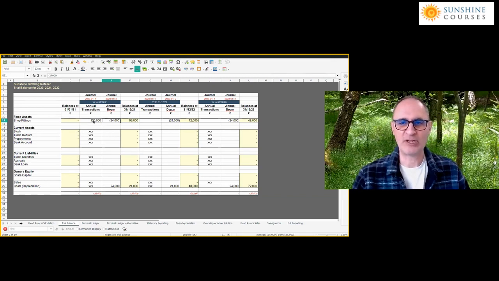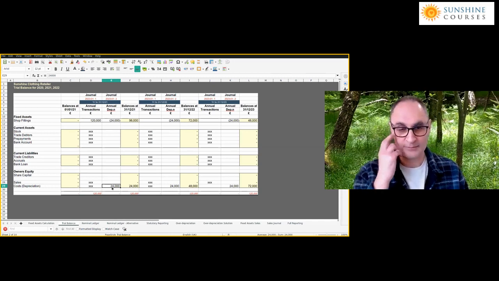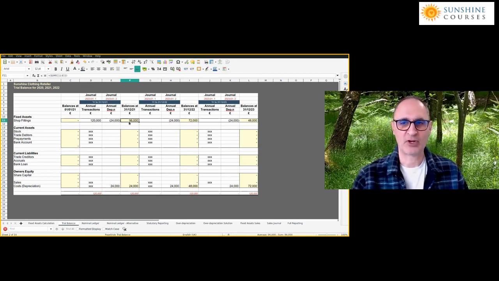So we bought £120,000 of assets. In the first year, we depreciated it by £24,000, and we're left with £96,000. So the entries were reducing the asset. It's the opposite of a debit, it's a credit. We credit fixed assets and we debit depreciation in the profit and loss account. So the depreciation reduces the profits we make because we're allocating that cost against the sales that relate to that cost. And at the end of the first year, we've got £96,000.